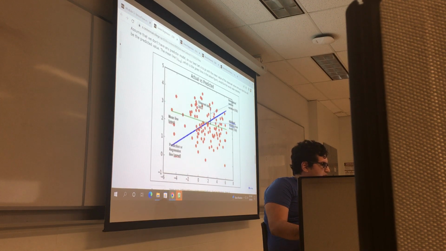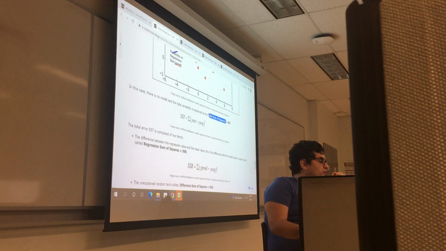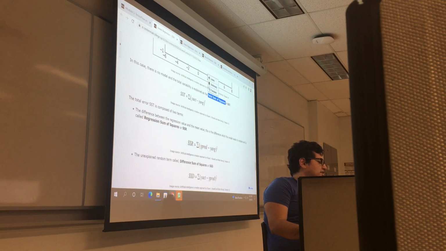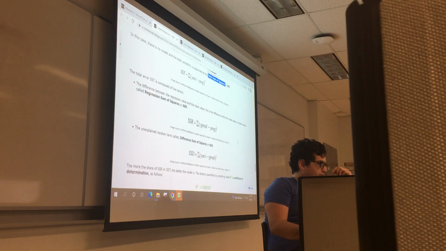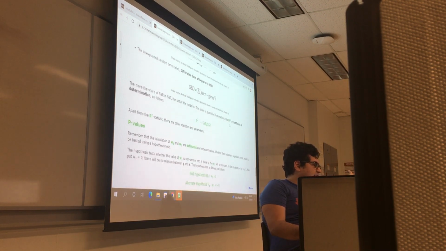Sum of total squares, the SST. Okay? Yeah, so as you can see, there are a lot of formulas related to this.